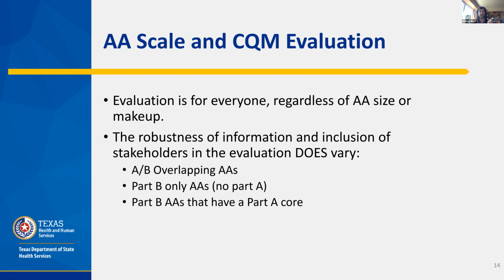And I think what's really important is that we remember evaluation is for everyone. And it doesn't matter if you're big or small. It doesn't matter if you're urban or if you're rural and kind of spread out. Evaluation really is for everyone. Now, the robustness of information and inclusion of stakeholders will vary across our different types of AAs. So the A-B perfectly overlapping AAs would be one group.